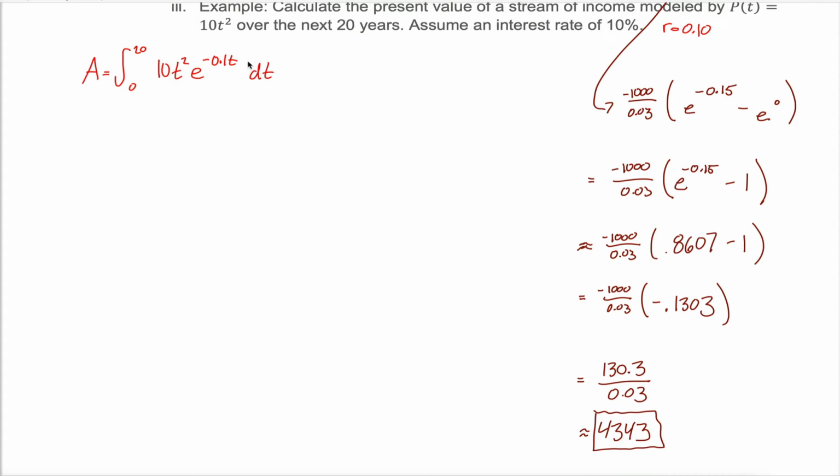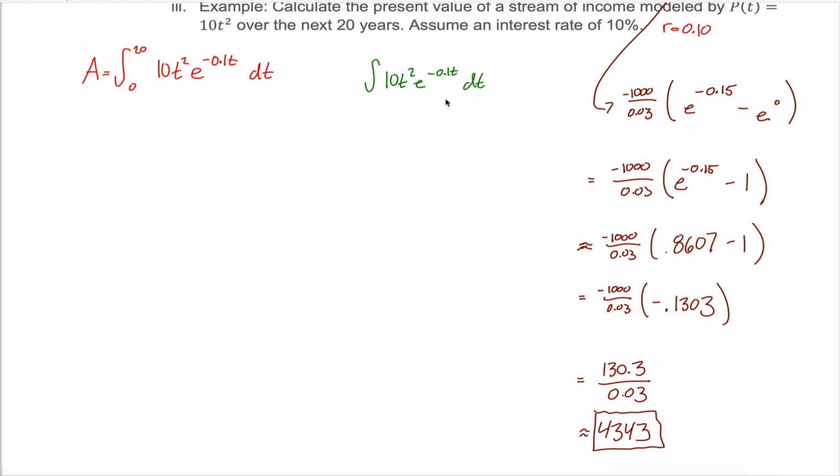The bad news is this isn't an especially easy antiderivative to take. In fact, you might want to not worry about the definite integral and, out to the side, figure out the indefinite integral of 10t squared e to the negative 0.1t dt. Because this is a problem we've actually seen a few times in our class, and it's not easy at all. You've got options in terms of how you could figure this out.